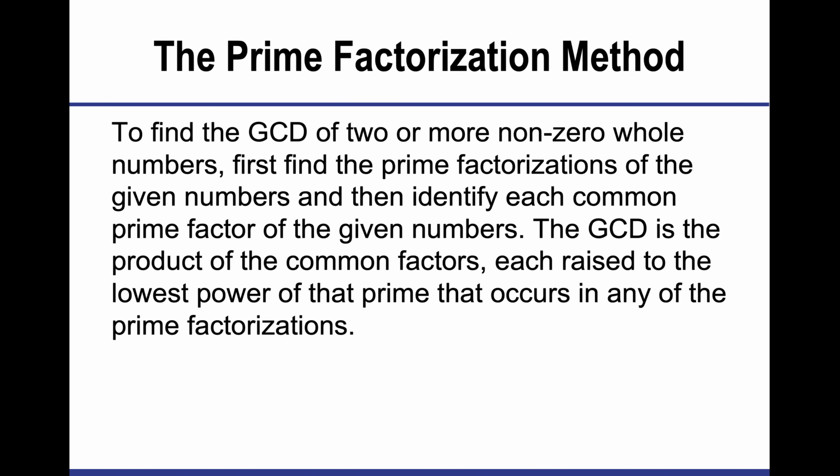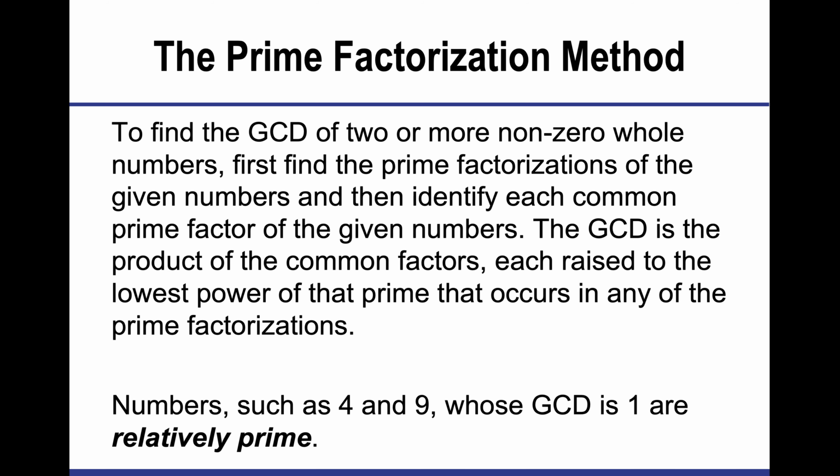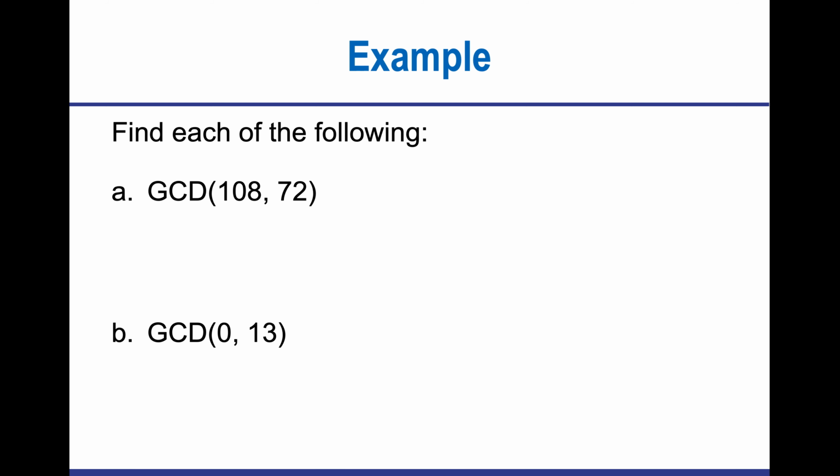I could also build on what we did last module, and I could use some prime factorization. I could look at numbers like 4 and 9, whose greatest common divisor is 1 and are relatively prime, because 4 has the factors 1, 2, and 4. 9 has the factors 1, 3, and 9, and the only thing they have in common is 1. So we call those relatively prime.